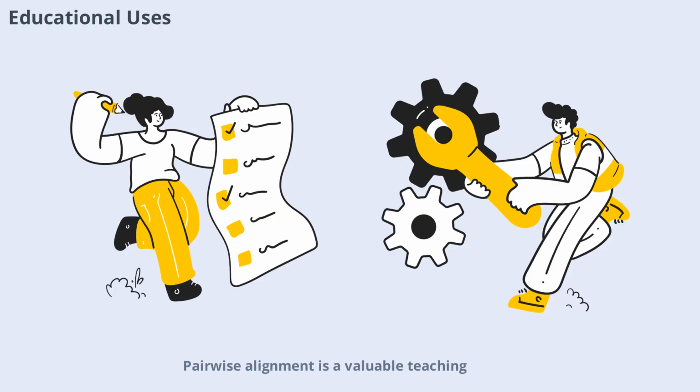Pairwise alignment is a valuable teaching tool in biology and bioinformatics courses. By working through alignment exercises, students learn about molecular evolution, genetic variation, and computational biology. These skills are increasingly important in today's data-driven world.